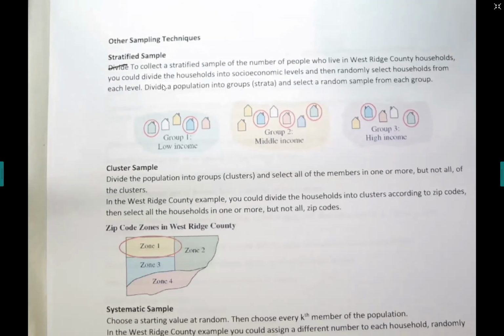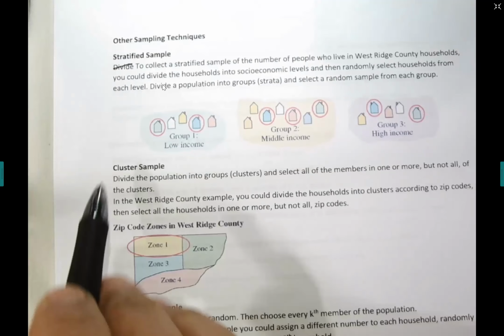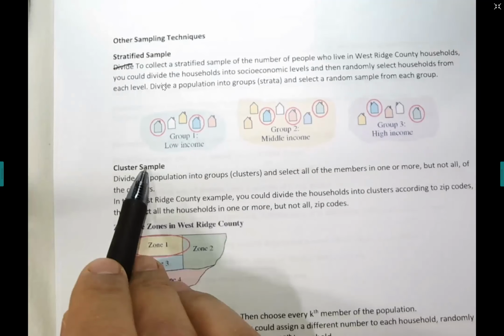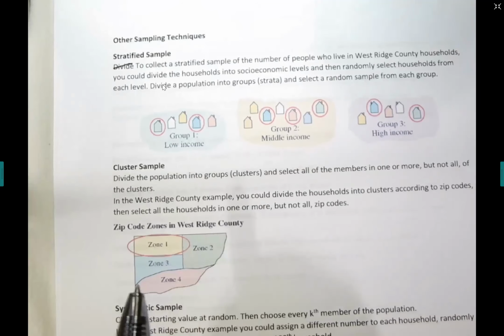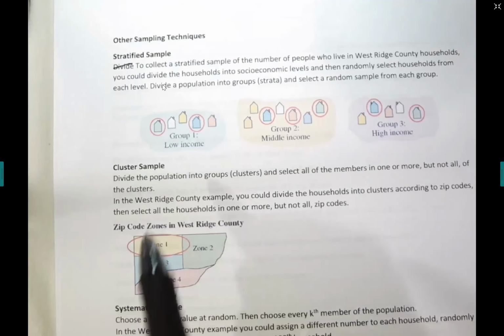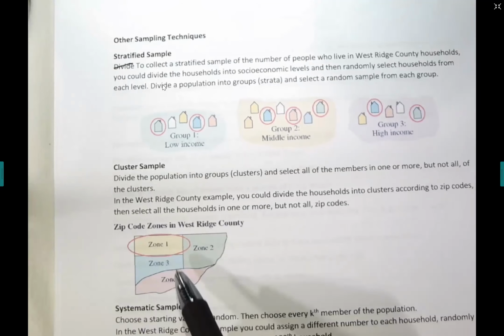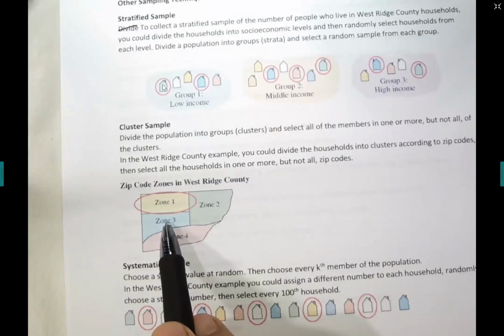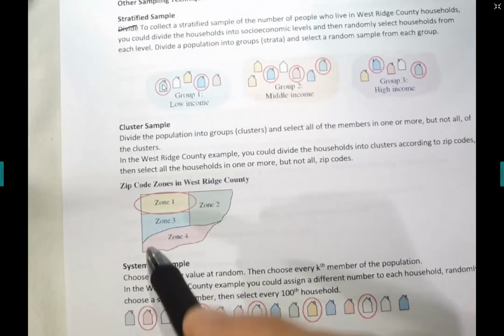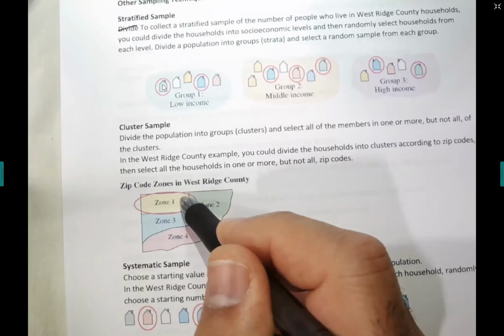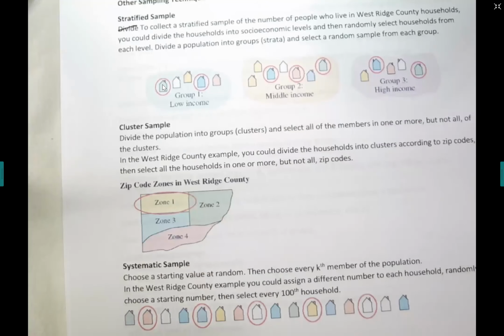Cluster. The second one is called the cluster sample. This is another sampling technique that statisticians use. Divide the population into groups. For example, here I'm showing you we're dividing the Westridge County into zones: zone 1, zone 2, zone 3, zone 4, zone 5. And then you go and pick all the members in one or more zones and make them your sample. That would be a cluster sample.